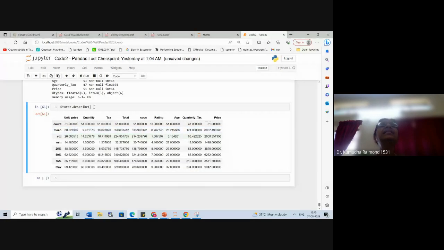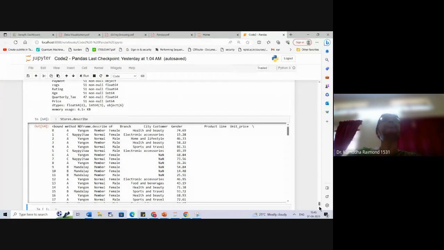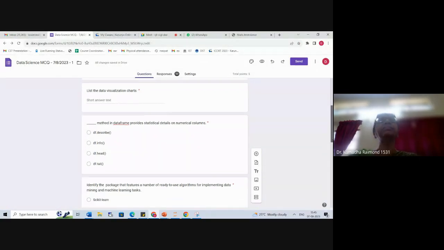And similarly, in describe, if you put the opening and closing brackets, it will show you all the mean, standard deviation, everything, which is actually required for the box plot. But if I don't put the brackets, it simply displays the original table. Okay, please understand this. So the answer is df.describe.